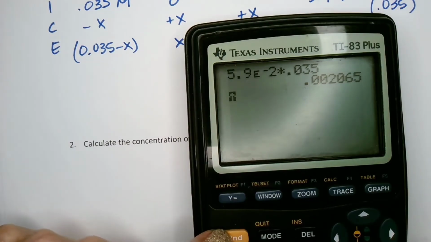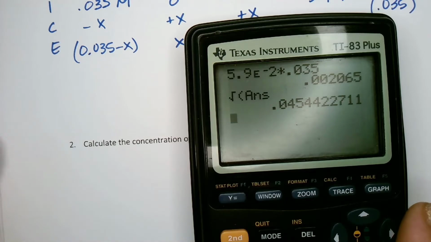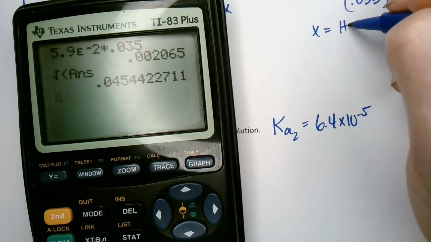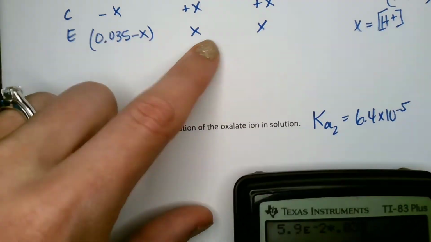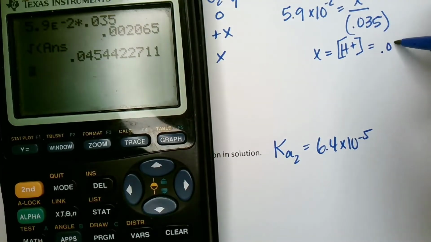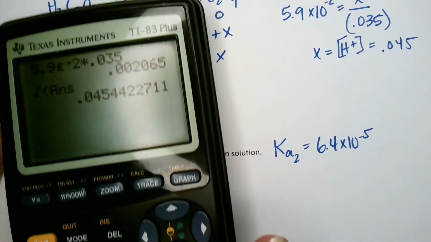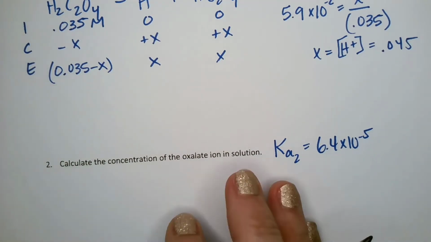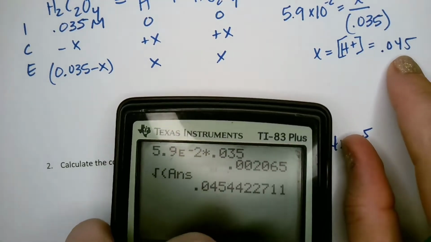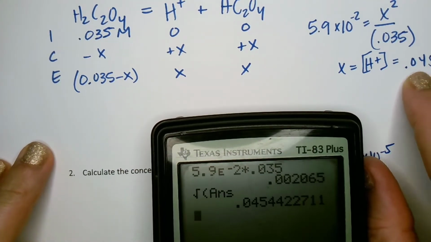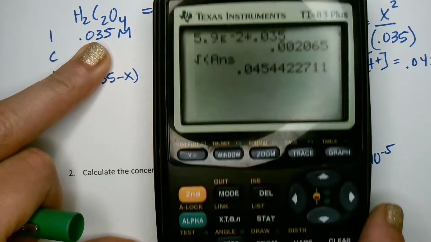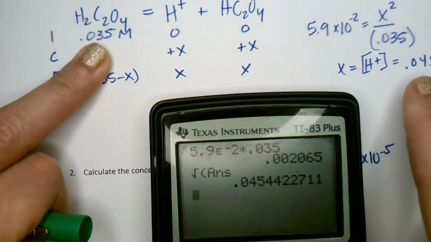So let's square root our answer. And we would get an x value, which is equal to our H plus, right? Because x is equal to H plus here, of 0.045. Now, let's see if this makes sense. Oh, we need to have an aha moment. If I were to take this x, divided by my initial concentration, let's just try this out, but hopefully you can see our problem here.